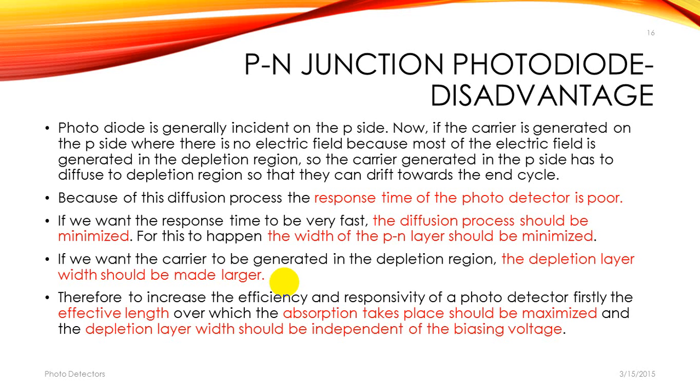If we want the response time to be very fast, the diffusion process should be minimized. For this to happen, the width of the P layer should be minimized. If we want the carriers to be generated in the depletion region, the depletion layer width should be made larger. And the last point: to increase the efficiency and responsivity of a photodetector, firstly, the effective length over which the absorption takes place should be maximized, and the depletion layer width should be independent of the biasing voltage.